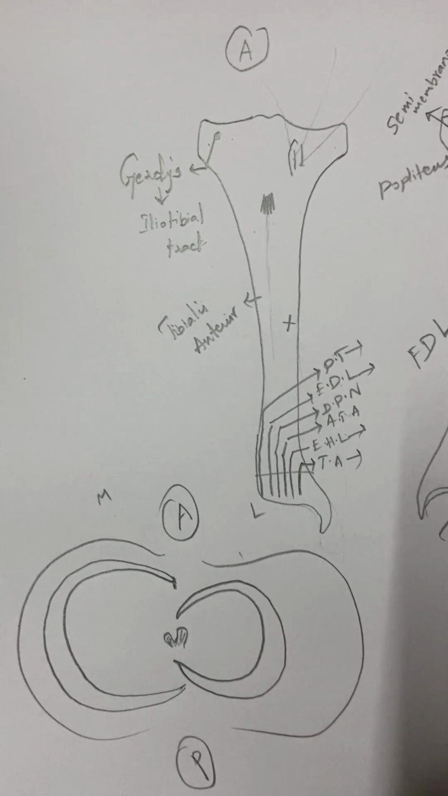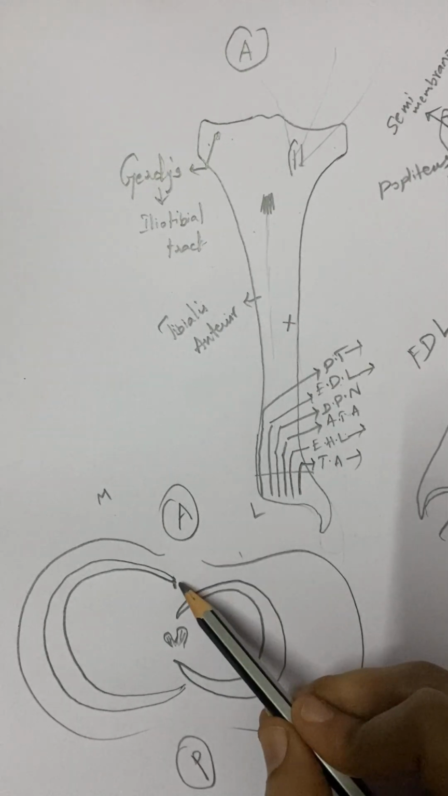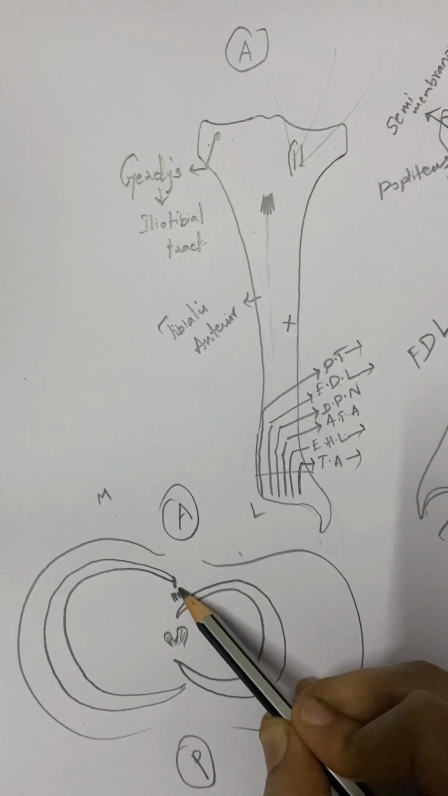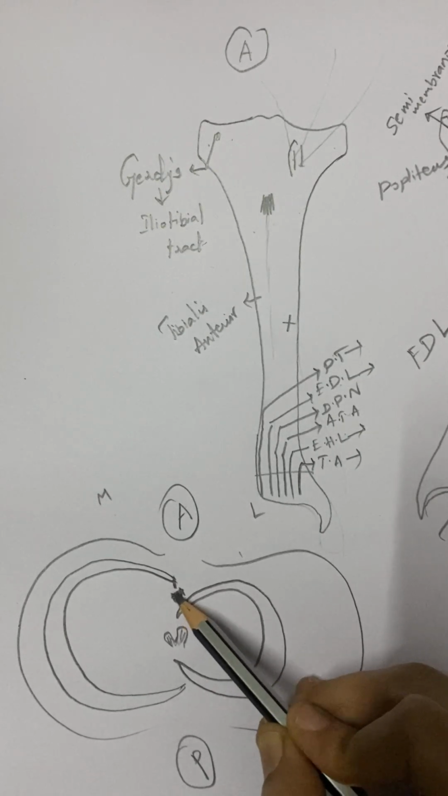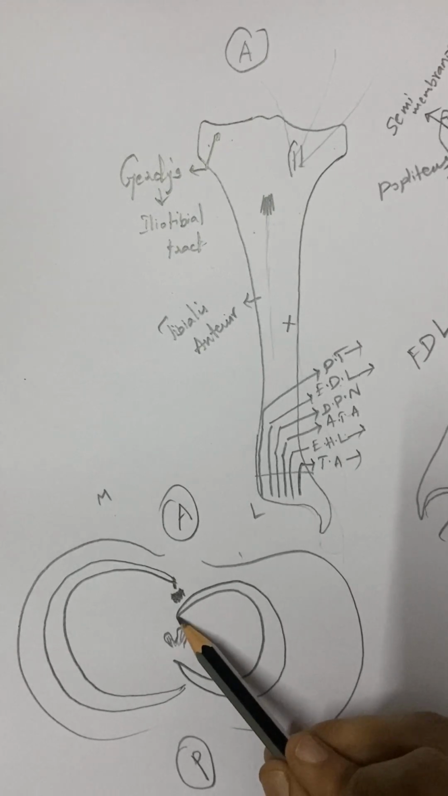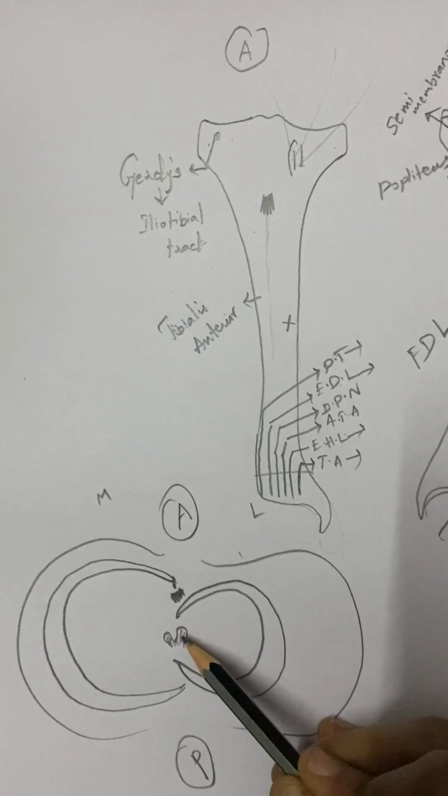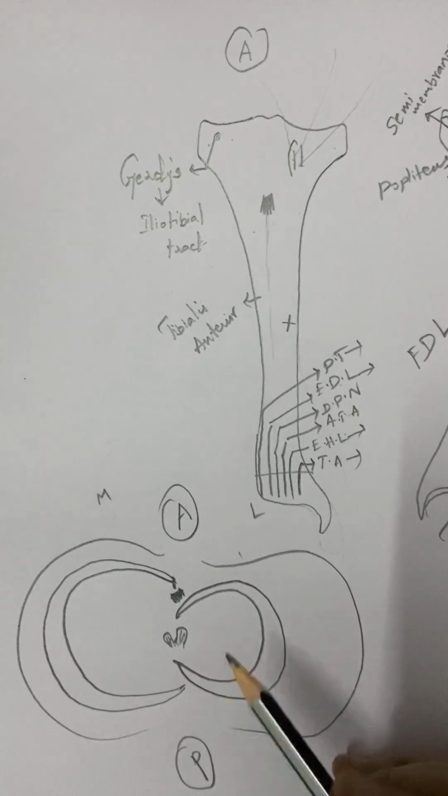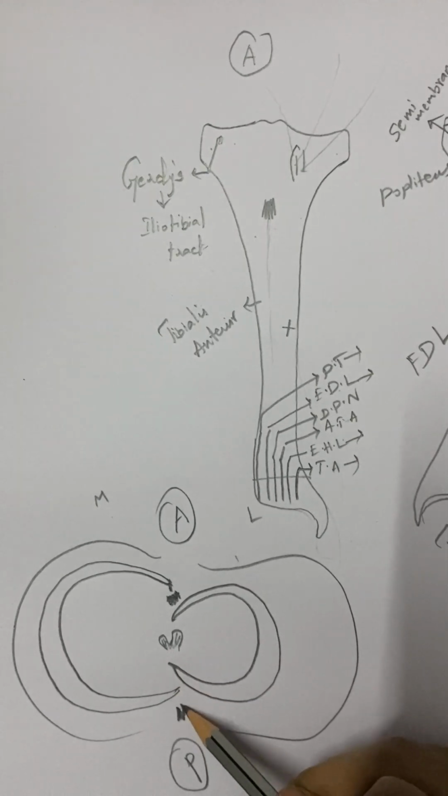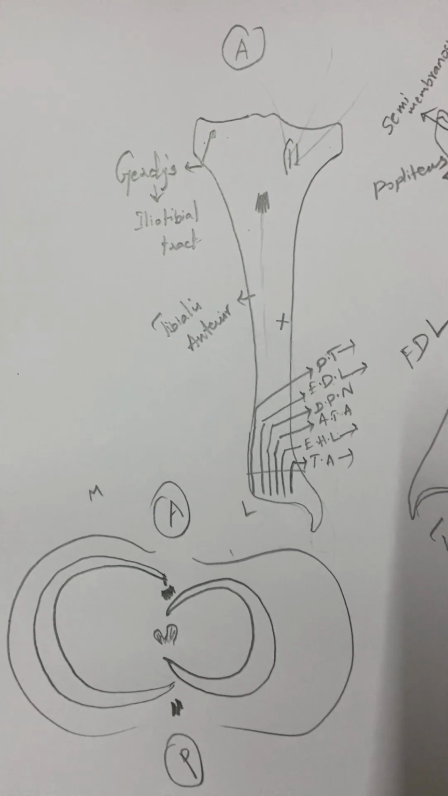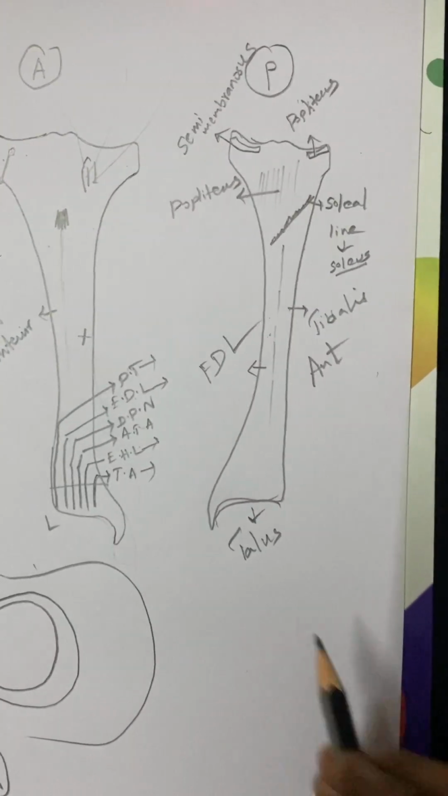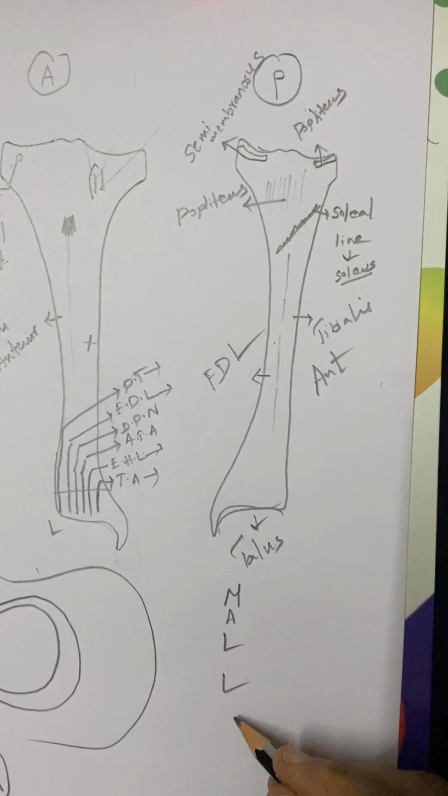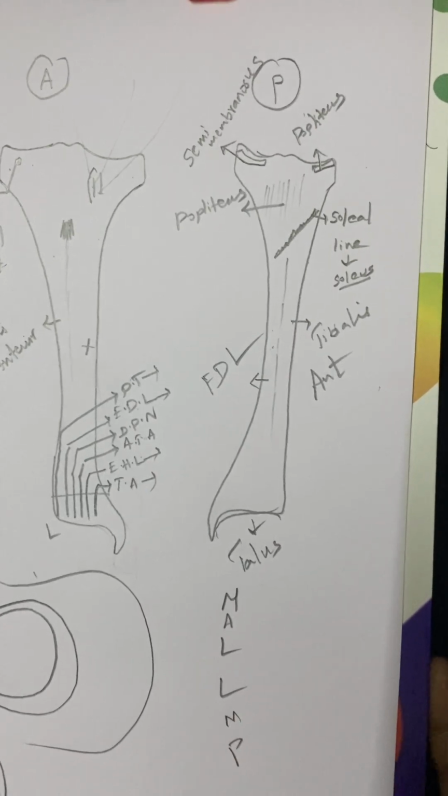So from anterior to posterior, the structures are medial meniscus. We have anterior cruciate ligament, then lateral meniscus. This is intercondylar eminence. We have lateral meniscus, medial meniscus and posterior cruciate ligament. So we should know the structures in order from anterior to posterior. We can remember it as small LMP.